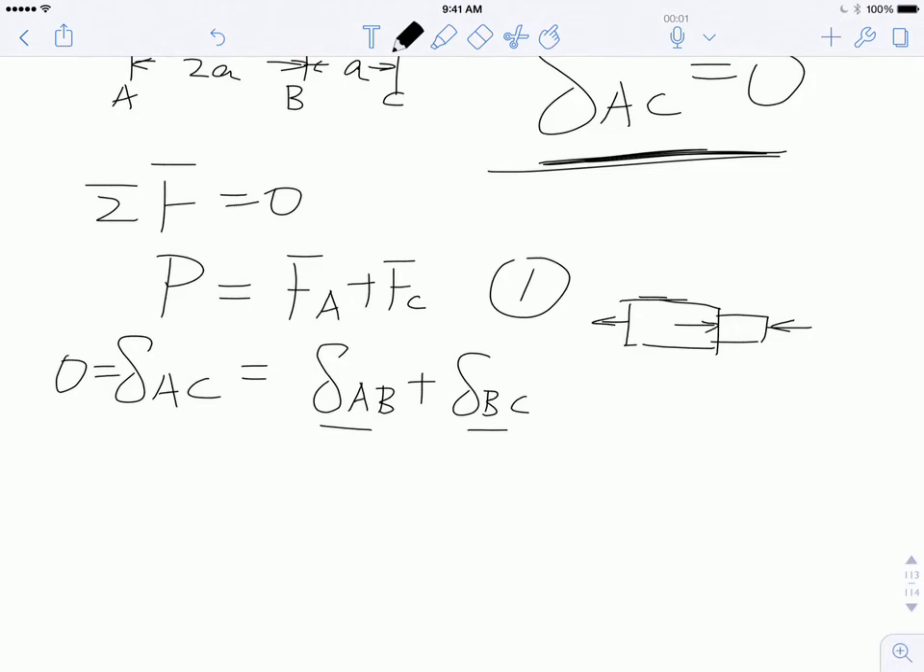It's something like that, right? So delta AB and BC. If you want to know what the displacement is, we had better know what the internal force is. So let's look at AB. Let's assume we cut right here.